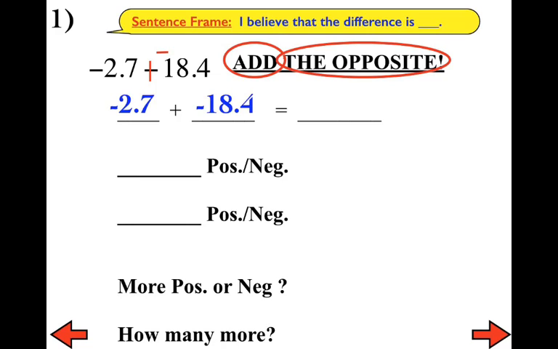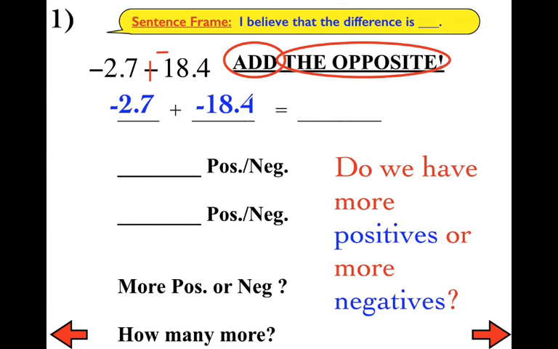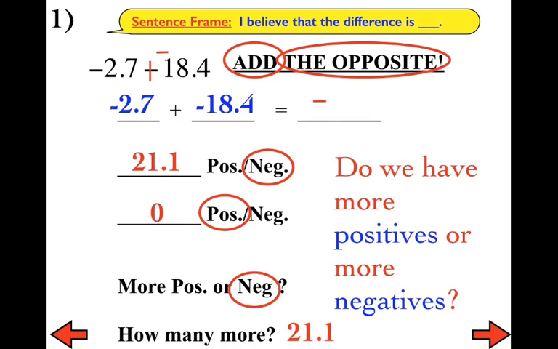And at this point, it's much like all the other problems that we have worked on. So we take a look at whether we have more positives or more negatives. We have more negatives, so let's gather up our negatives. We have 21.1 negatives and 0 positives. Since we have more negatives, the sum is negative. And in fact, we have 21.1 or 21 1/10 more negatives than we do positives. So make sure in all these problems, if it is a subtraction problem, you turn it into an addition problem by adding the opposite and then find the sum that you have.